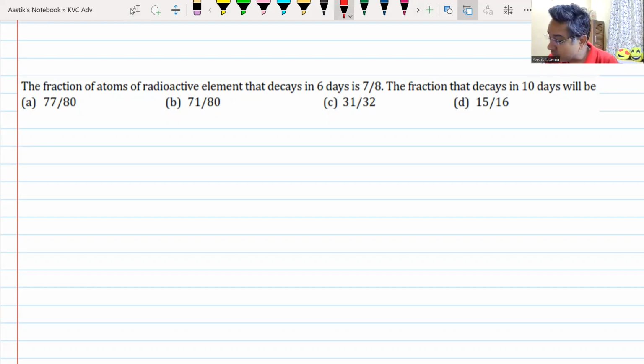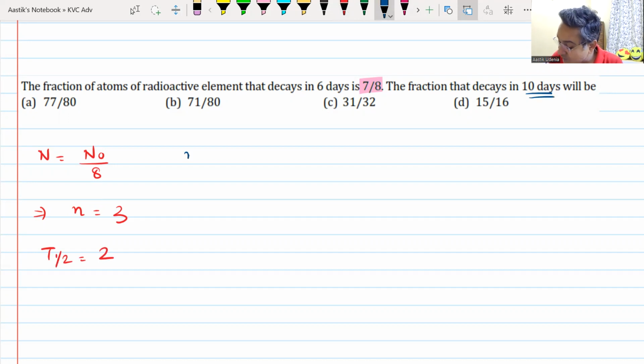Again, this question is given in a roundabout way. It is given that the fraction of radioactive element that has decayed is 7 by 8. So the fraction that is remaining will be 1 by 8. From here you can get the number of half-lives as 3. 3 half-lives is 6 days. So the half-life becomes 2 days. In 10 days, the number of half-lives n will be equal to 5.